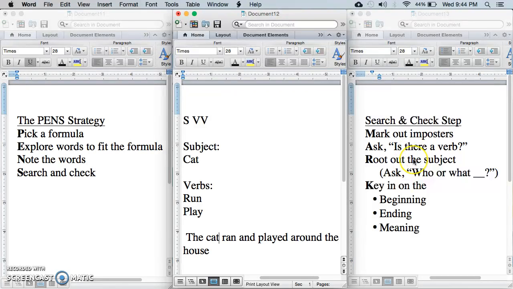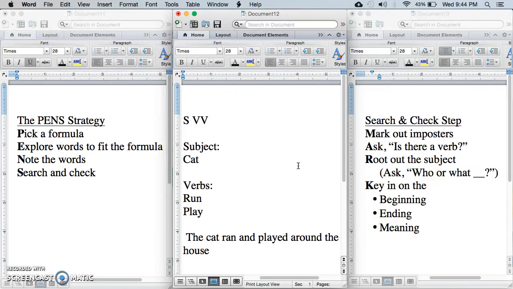So what is our first step of the mark in search and check? Yes, we want to mark out any imposters. What will you look for first to find imposters? Yes, we're looking for infinitives using the word to. Okay, do we see the word to in our sentence? The cat ran and played around the house? No, we do not. So what else may we be looking for as an imposter? A prepositional phrase. So do we have any prepositional phrases in our sentence? The cat ran and played around the house.